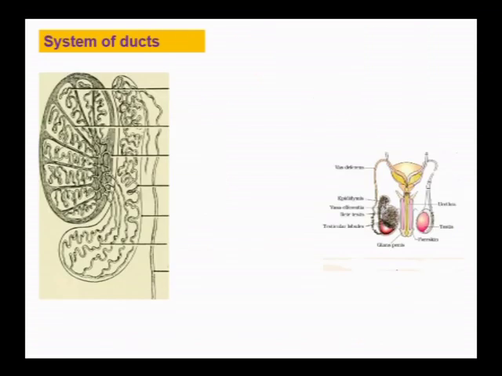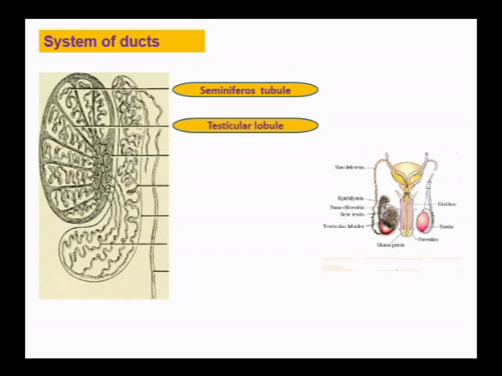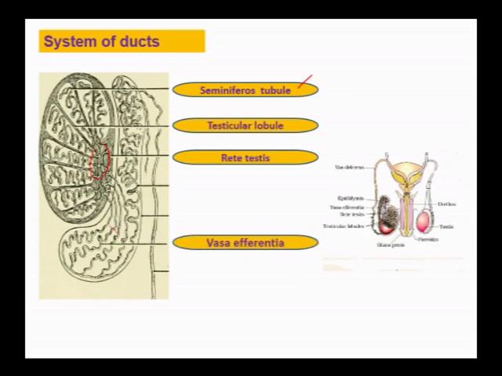System of ducts. As I told you, testis is made up of numerous testicular lobules. So these testicular lobules consist of structural and functional units. We call them seminiferous tubules. So all the seminiferous tubules of a testis open into a network. So this network is called rete testis. So rete testis joins and rejoins to form 10 to 12 tubule-like structures. We call them vasa efferentia. So vasa efferentia open into epididymis.